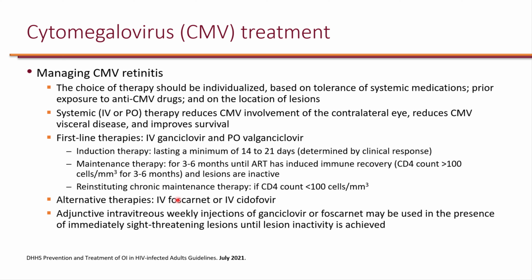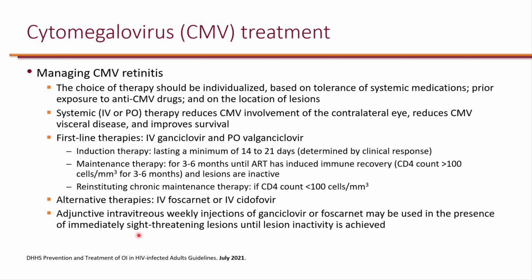Now, alternative therapies include IV foscarnet or IV cidofovir. It's very rare to use IV cidofovir because of the complications of dosing and managing nephrotoxicity. For patients where the toxicity of ganciclovir or valganciclovir, such as myelosuppression, is a concern, and if those patients do not have renal insufficiency, or if somebody has ganciclovir-resistant CMV, for those patients, IV foscarnet may be used.